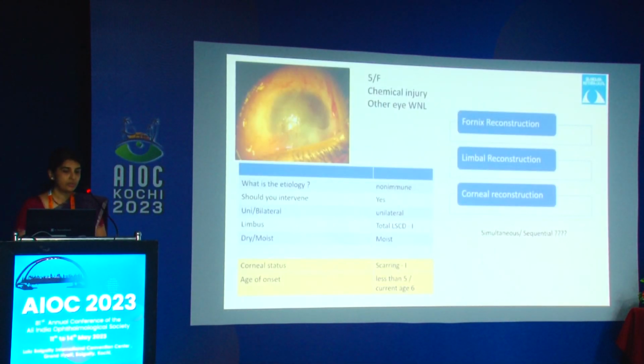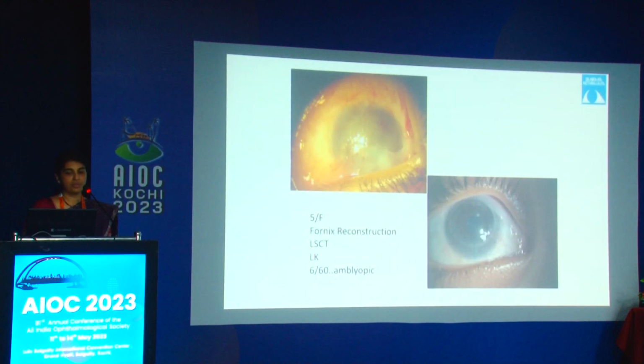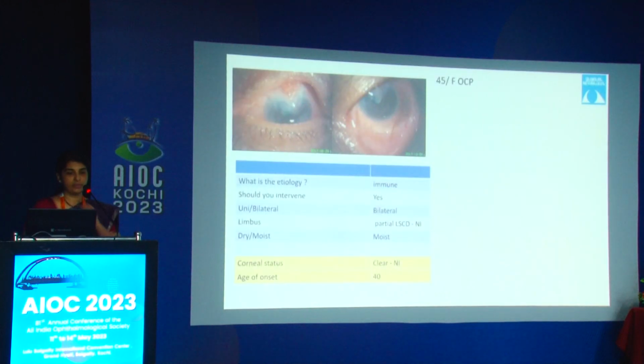Now this is a situation very similar as far as the conjunctival component is concerned, but in addition to the fornicial shortening, you have a total limbal stem cell deficiency and you have corneal scarring, and therefore the management here would include not just fornix reconstruction but also limbal and corneal reconstruction. And this is a patient that underwent, in addition to fornix reconstruction, limbal stem cell transplant and lamellar keratoplasty, with an improvement in vision subsequently.